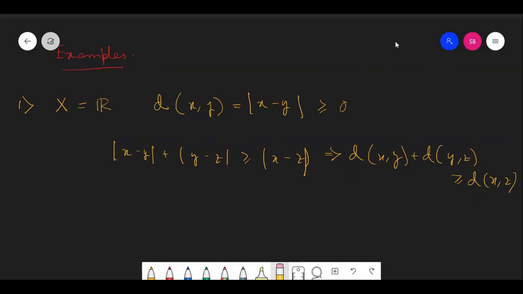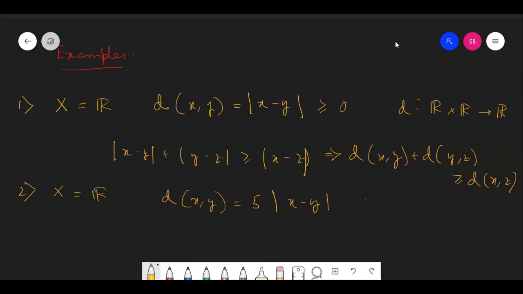Again, let me make it example number 2. Take X equal to R, take d of x comma y to be some constant multiple of this, so let it be 5. If we define d this way, then d is a function from R cross R to R. In general it is X cross X to R, and here X is equal to R, so d is a function from R cross R to R.